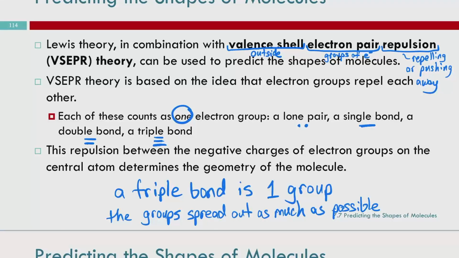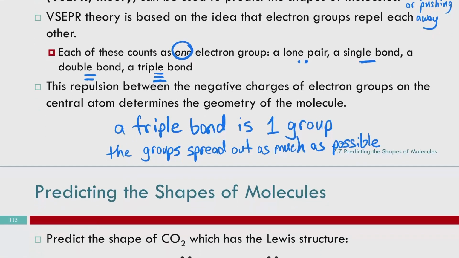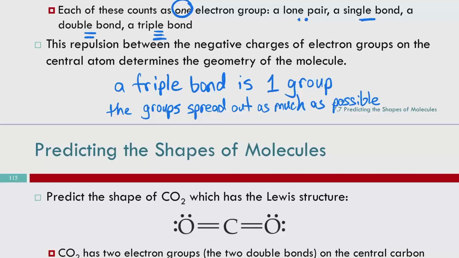So they're going to get as far away from each other as they can, and we're going to learn some possible configurations for that spreading out as much as possible. So we're going to use valence shell electron pair repulsion theory to predict the shapes of molecules, and this is one of my favorite modules because I get to show you shapes.